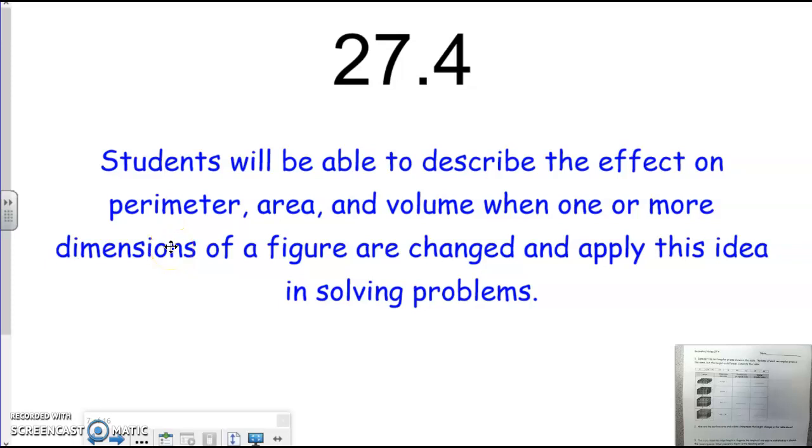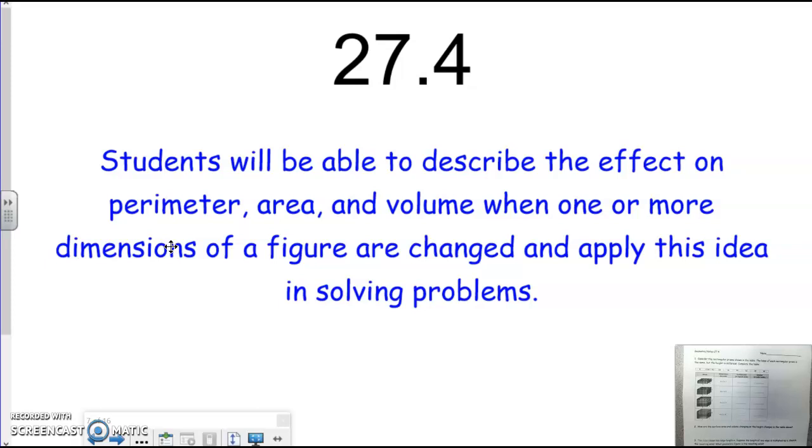All right, this is topic 27.4. This is the last lesson for geometry. Yay! Today we're going to look at the effects of changing one or more dimensions of a figure and how that changes the perimeter, the area, and the volume.